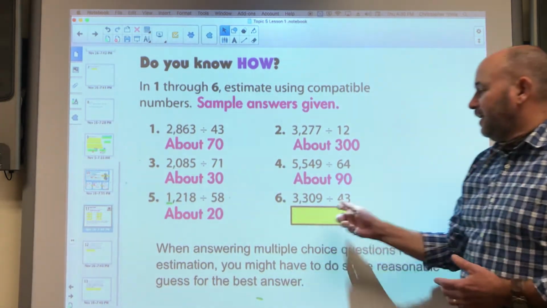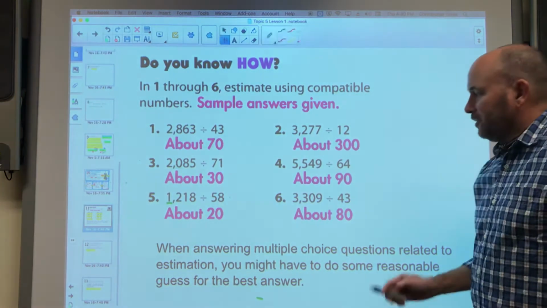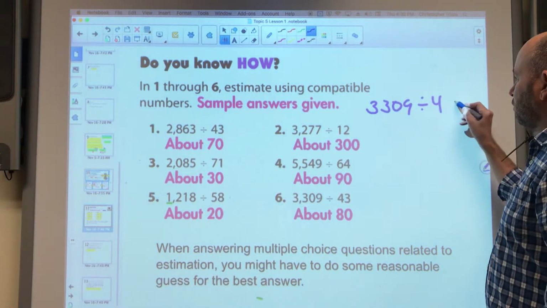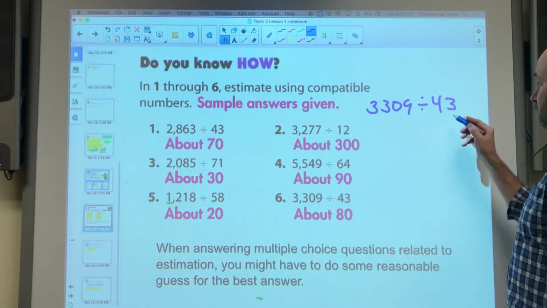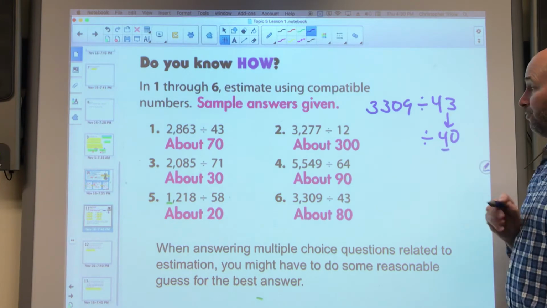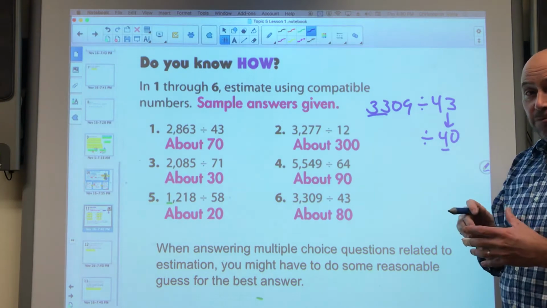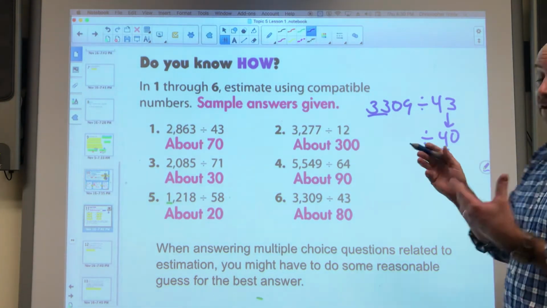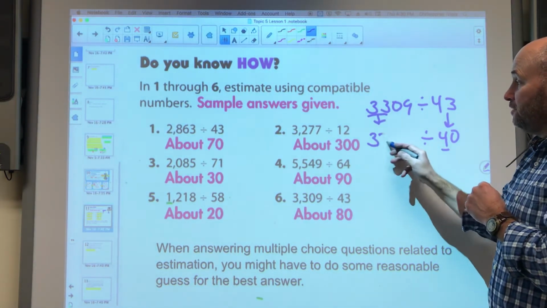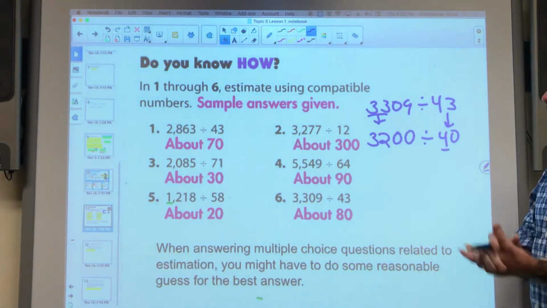Number 6, the estimated answer, or estimated quotient, is 80. And this is how they rounded it. They took 3,309 divided by 43. We're going to take 43 and round it to 40. And then we're going to look for a compatible number with 4 over here, where our 2 leading digits that would create a number compatible and divisible by 4 would be the 3 and the 3. So we're going to take that and make that 32, because 32 is a multiple of 4. And we're going to change the 0 and the 9 to zeros.